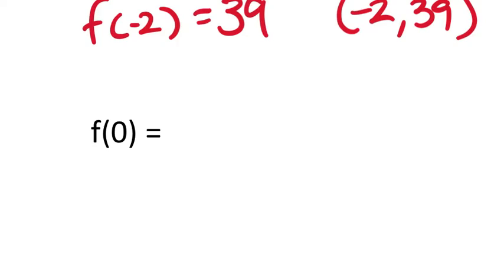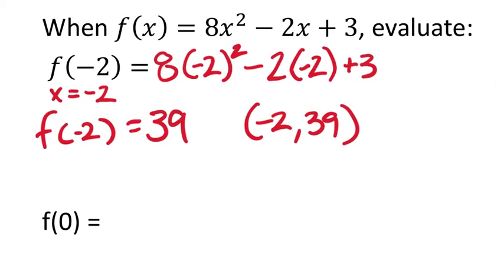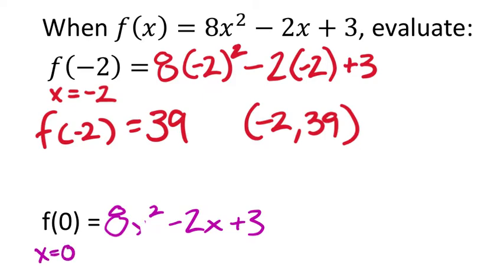Let's go back to the original equation, though. Once again, 8x to the power of 2 minus 2x plus 3. But again, it's f of 0, so that tells us to replace your x's with 0. So that's what we will do.